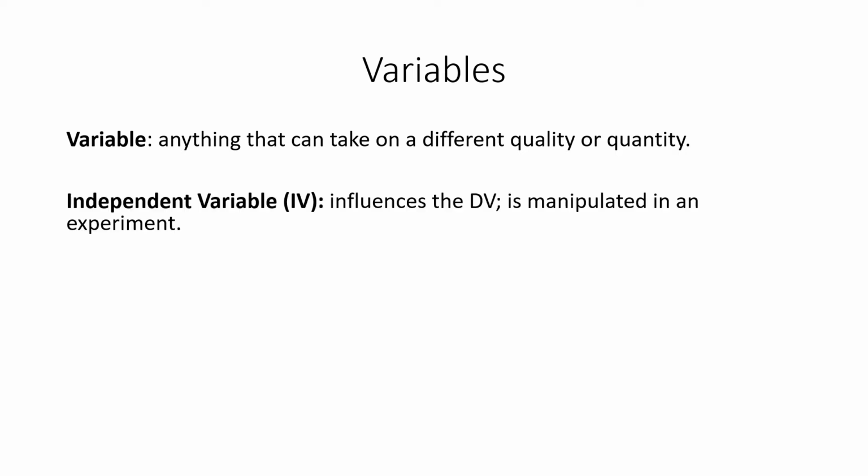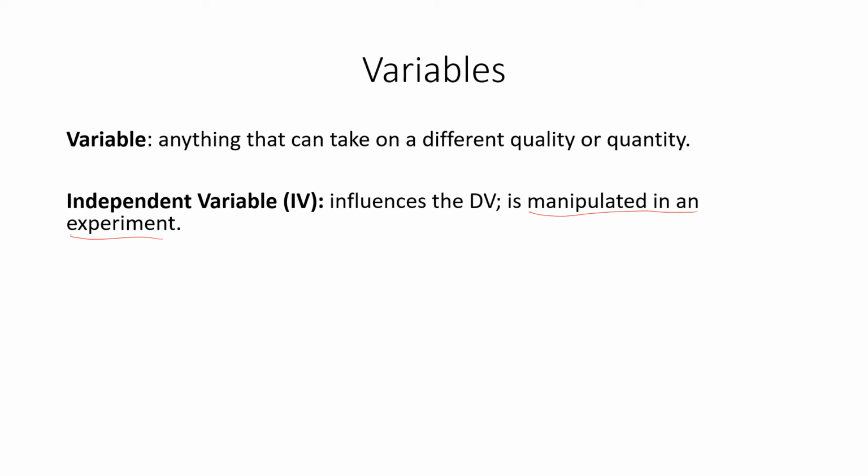Of relevance to research, you've got independent variables. Independent variables influence the dependent variable. Independent variables are variables that are manipulated in an experiment. These are the ones where the experimenter will change or assign different people to different conditions.